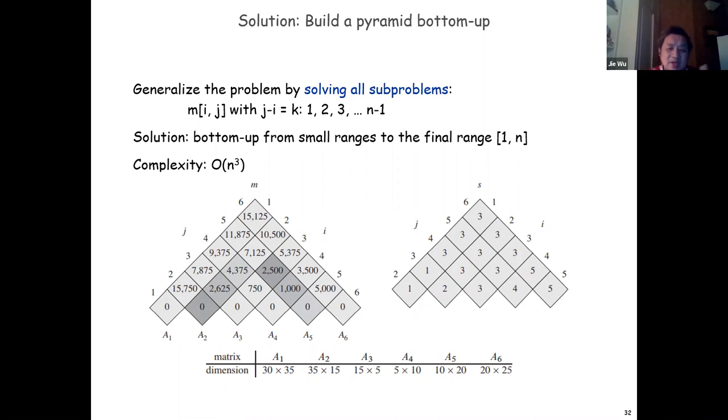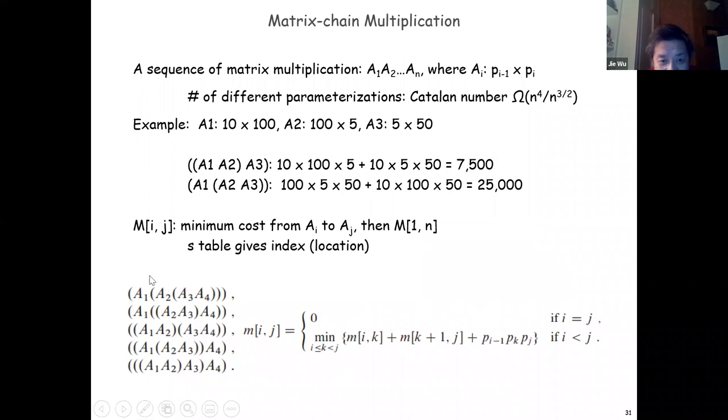So you build it like a pyramid from bottom up. The bottom row is any consecutive subsequence of length 1. Then the second row is any consecutive subsequence of length 2. Then length 3, length 4, length 5, length 6. Then if you want to build any length, you just call the optimal solution for a lower level sequence, not necessarily adjacent. It depends on how you partition, right? Just like this example.